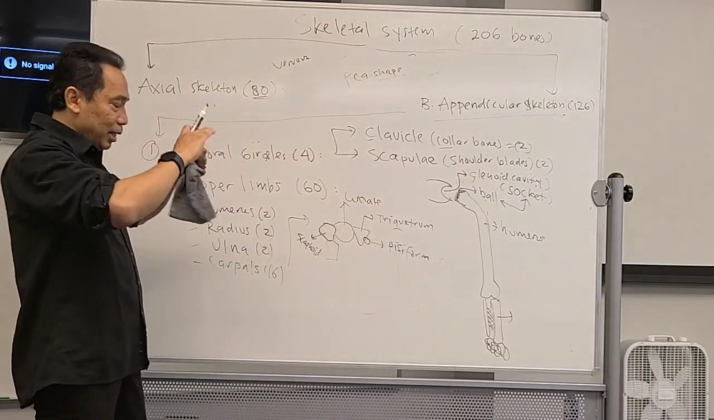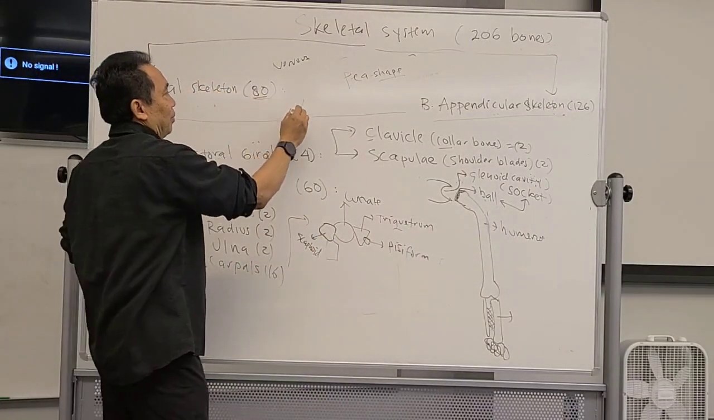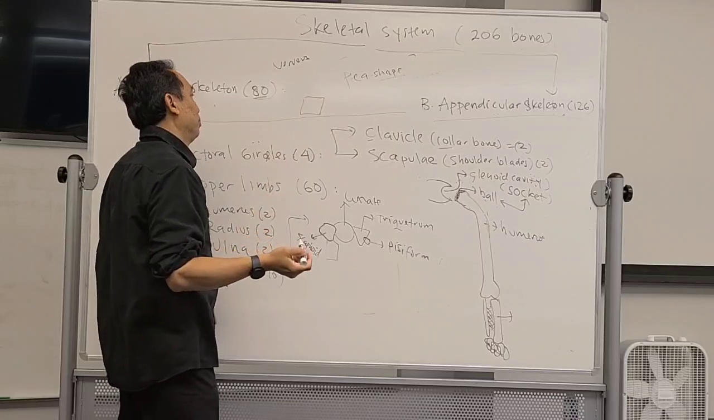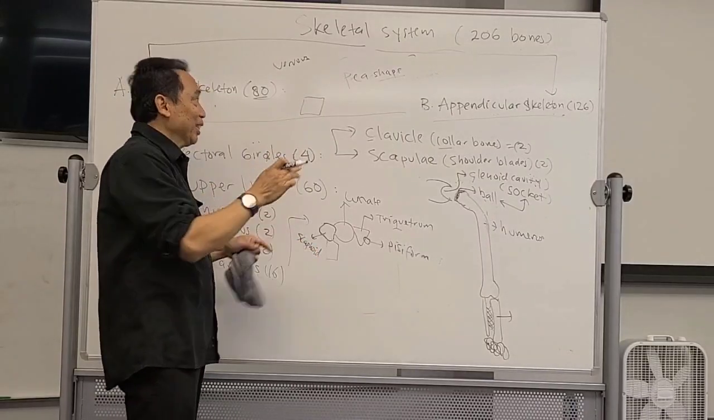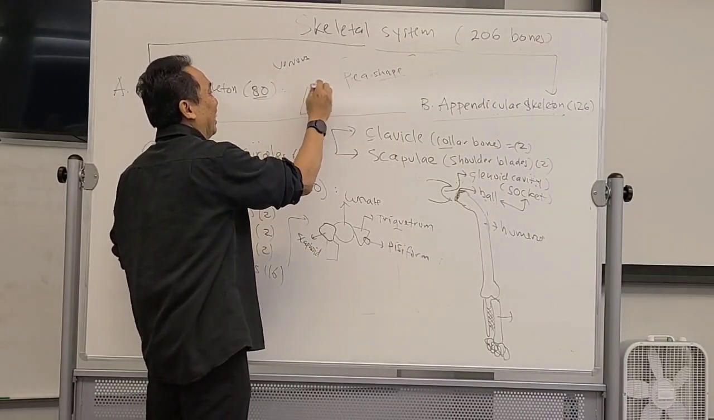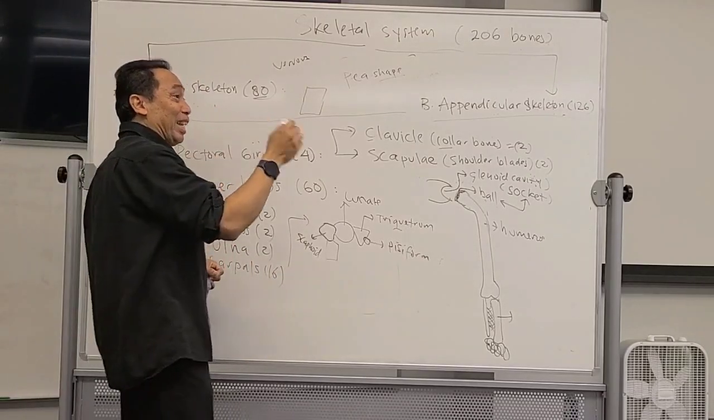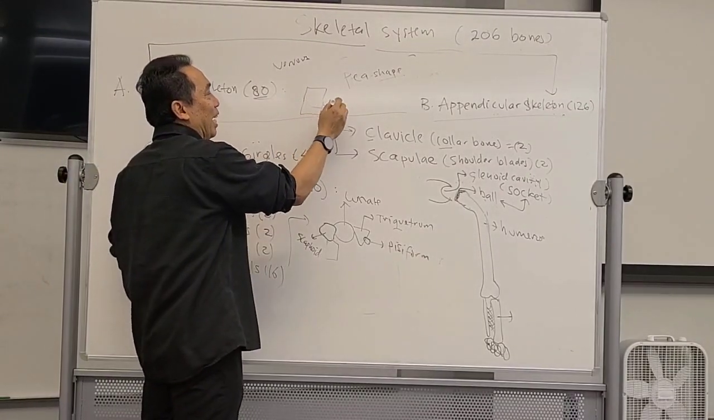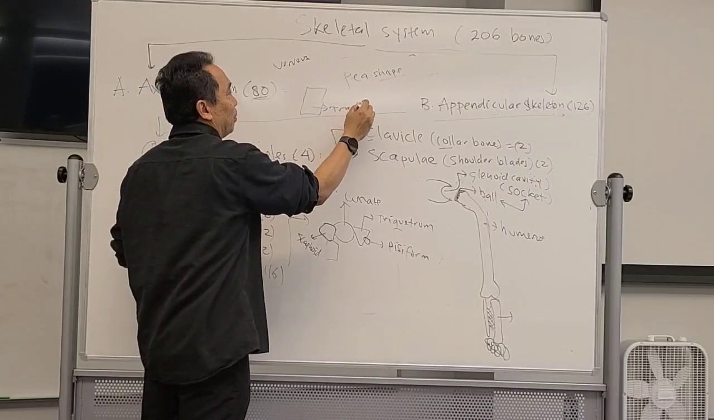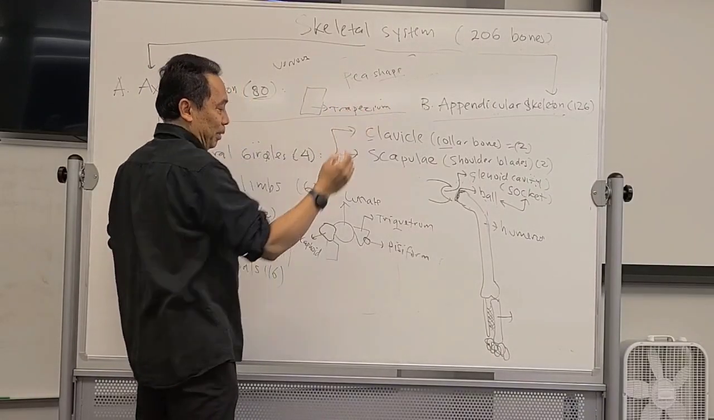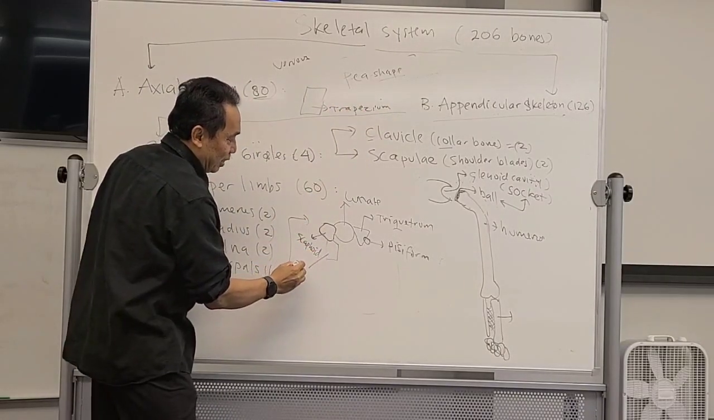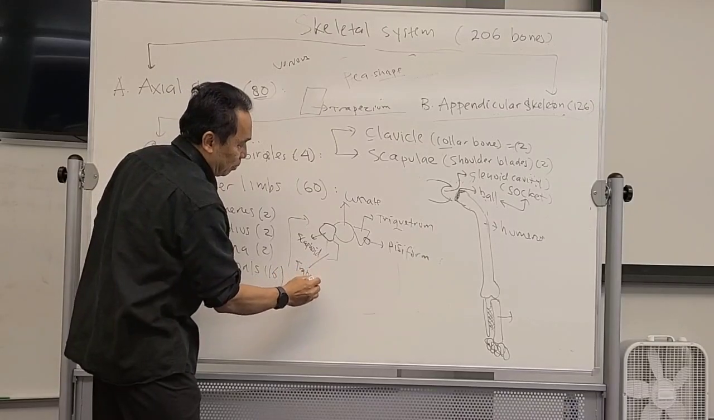Now, the second row starts with a bone that looks like a square, but a longer square. What's a longer square? This is a math term. This is trapezium. So this is called the trapezium.